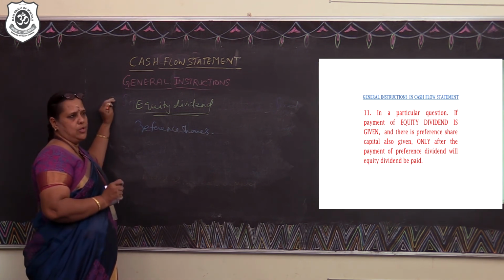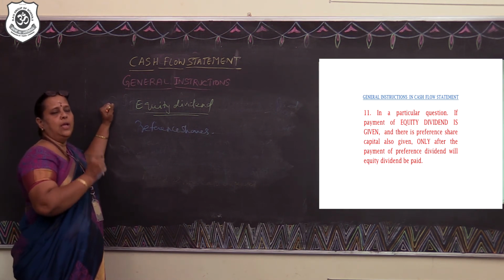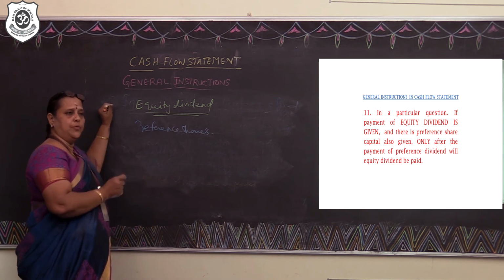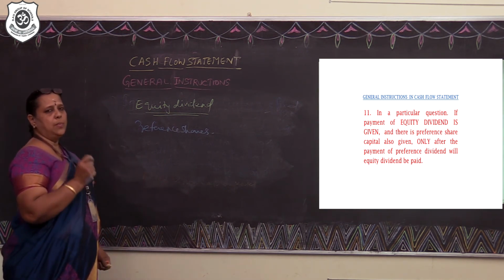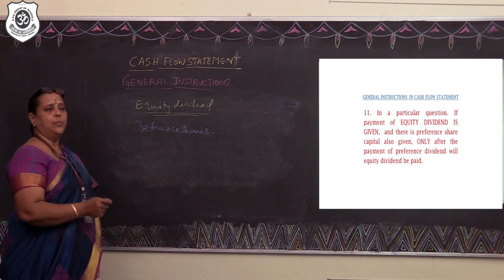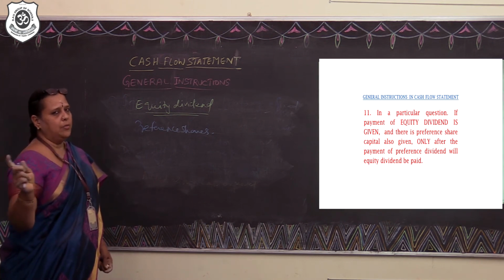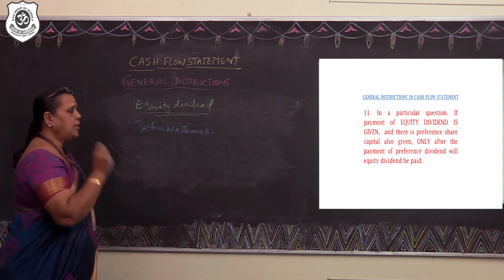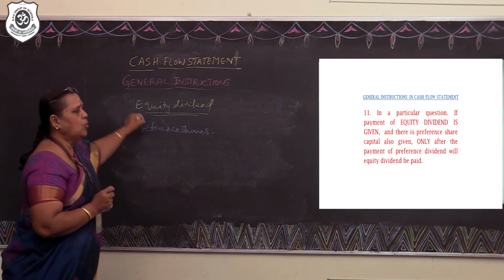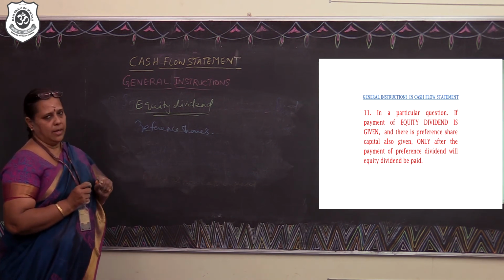In a particular question, when you have equity dividend to be paid, check immediately if in the given balance sheet there is preference share. If there is preference share capital, check if there is a prefixed rate of dividend. In that case, the company will have to pay preference dividend, then only pay equity dividend. It is an implied information. Therefore, after meeting out the dividend on the preference shares only, the company will go for equity dividend. So, this is another instruction to be taken care of.